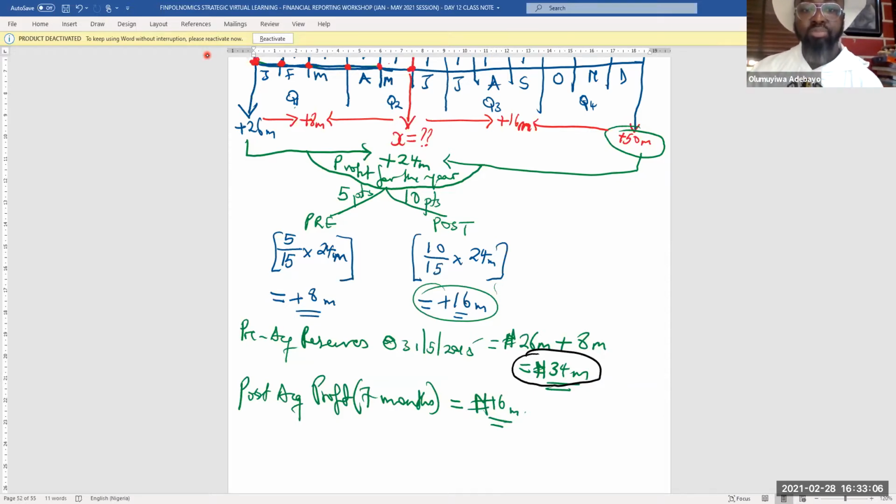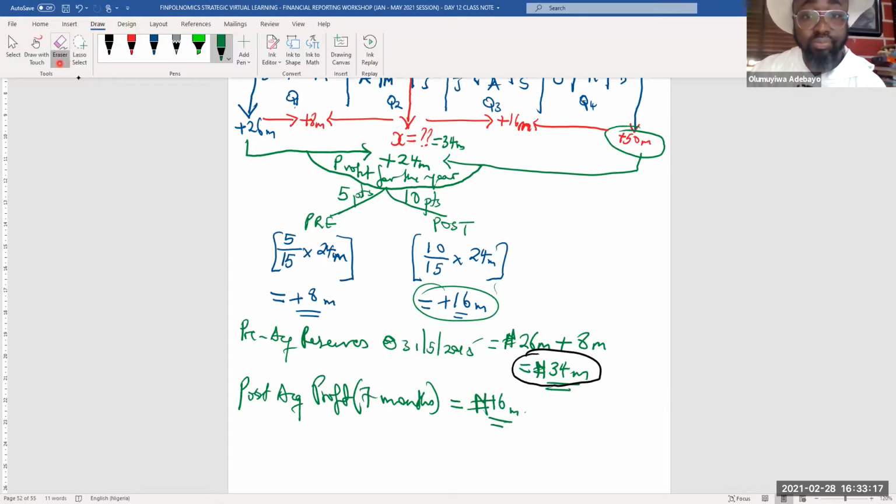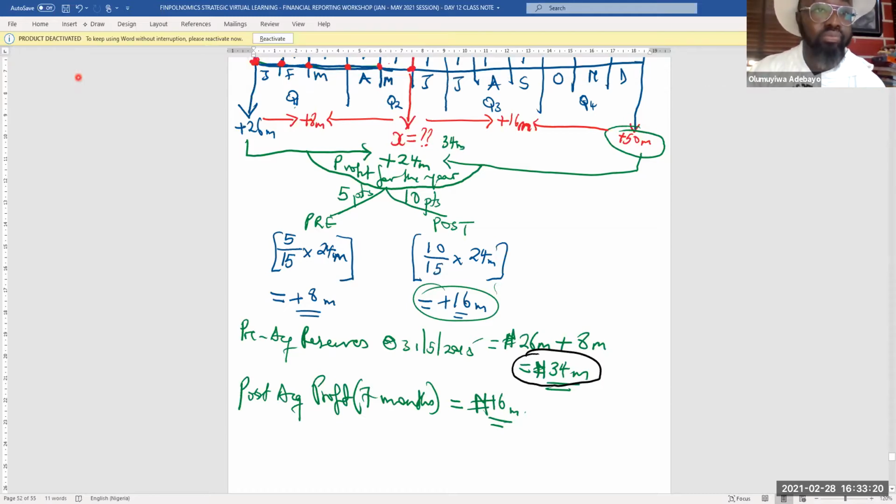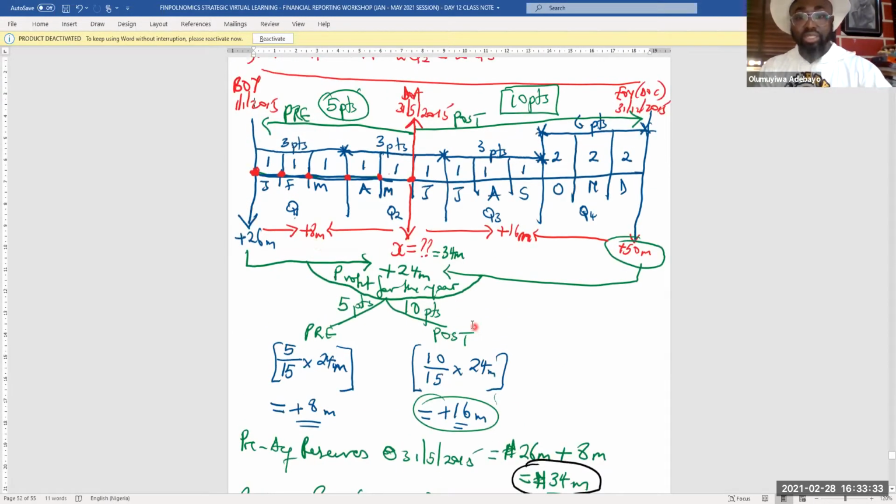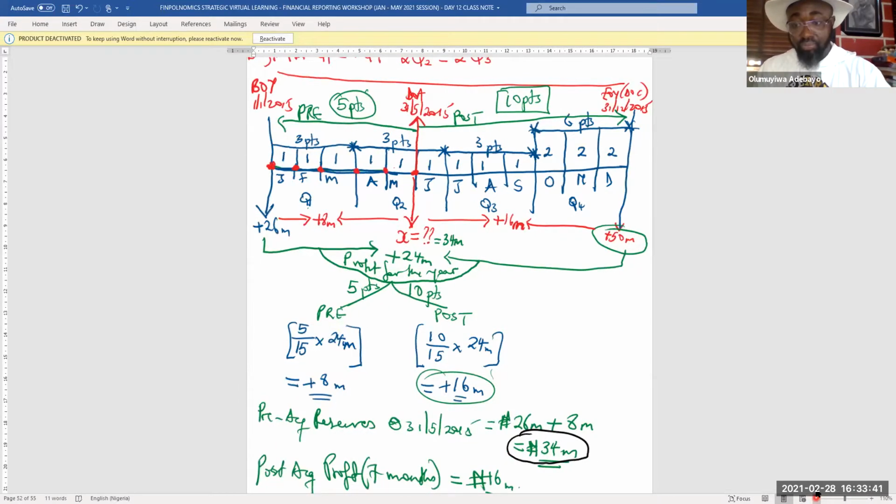Which means that is the position. This, my X, is now what? 34 million plus 34 million. That is that. Any question on that? Any question on that?